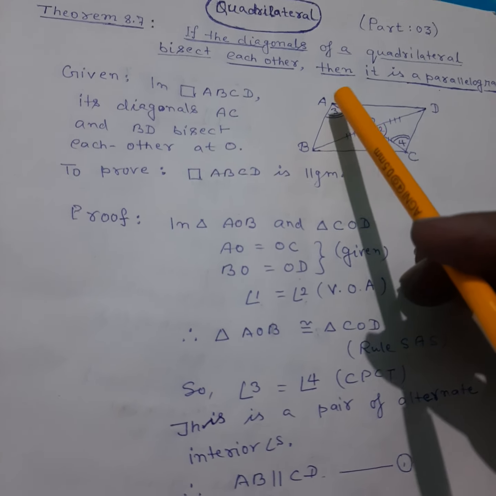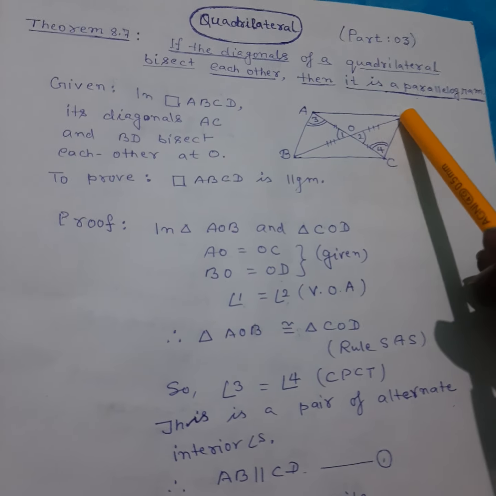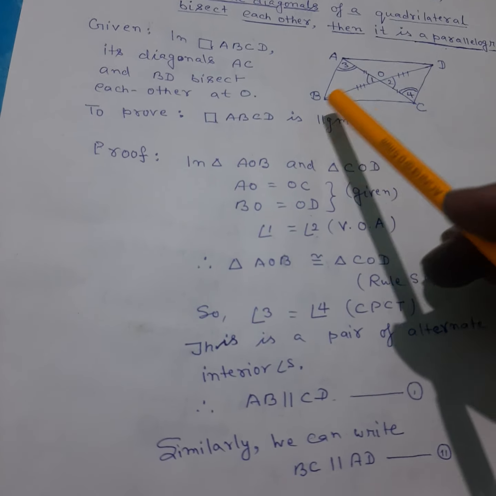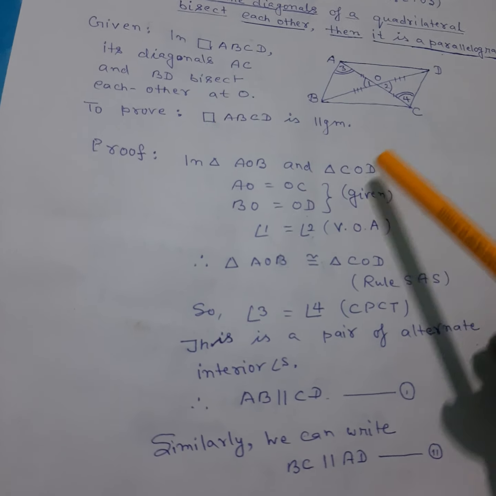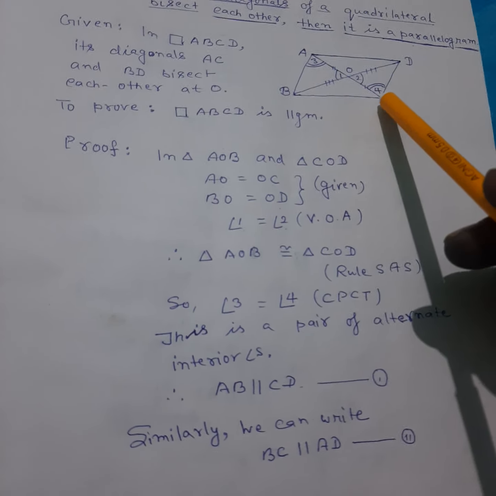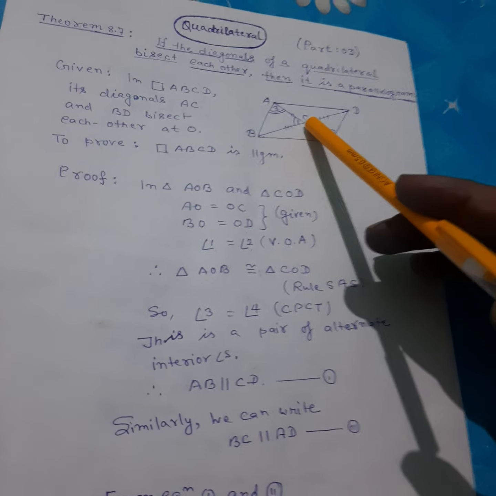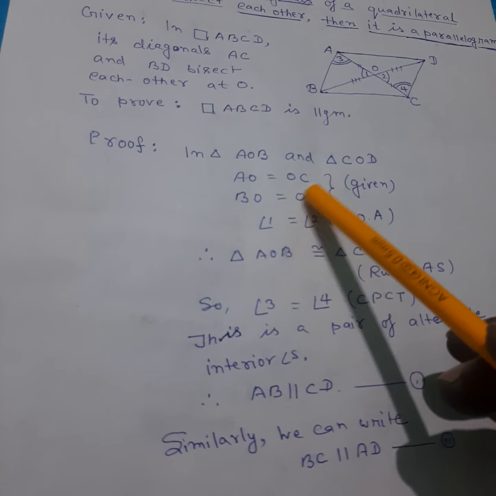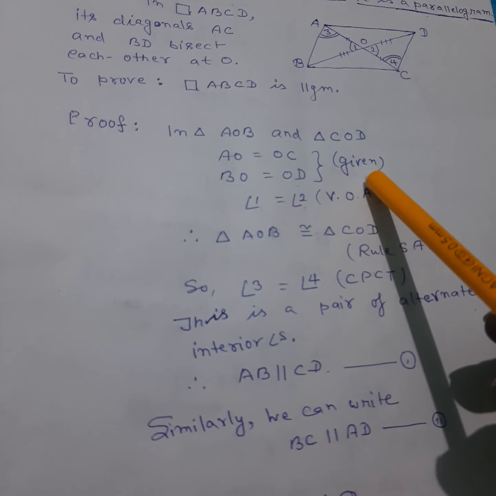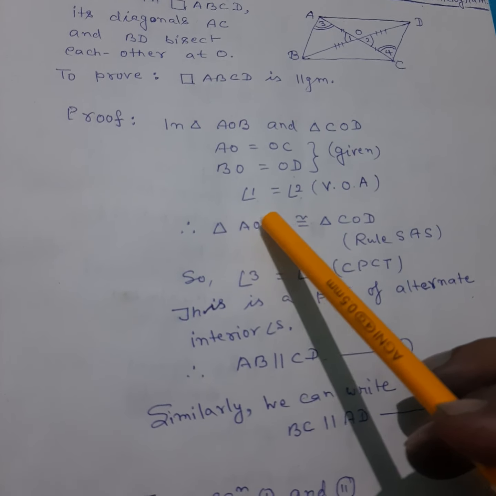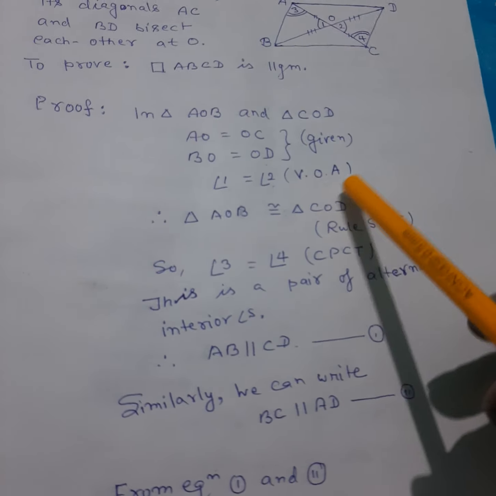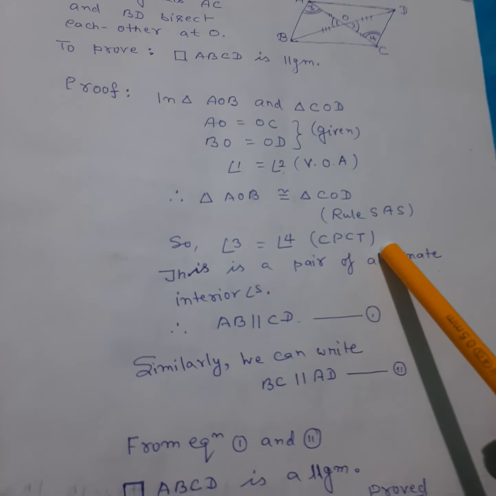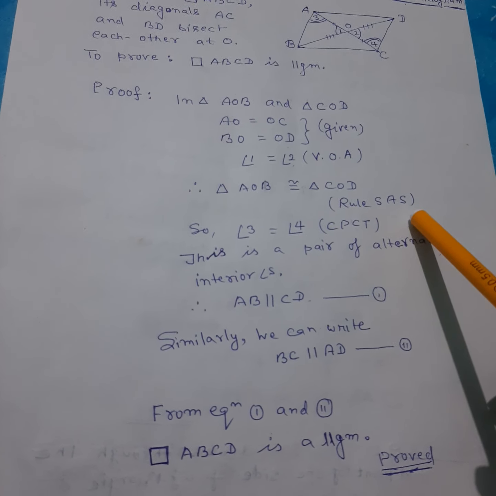We have to prove that ABCD is a parallelogram. Proof: in triangle AOB and triangle COD, OA equals OC and OB equals OD, as you observe here, given that the diagonals bisect each other. Angle 1 equals angle 2, vertically opposite angles. Therefore, triangle AOB is congruent to triangle COD by using congruence rule SAS.